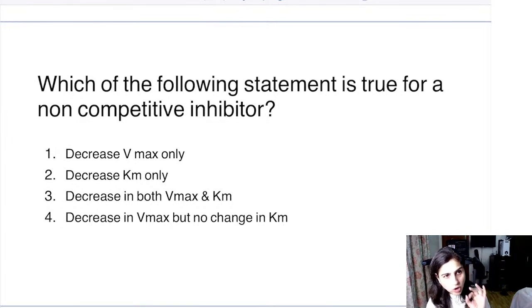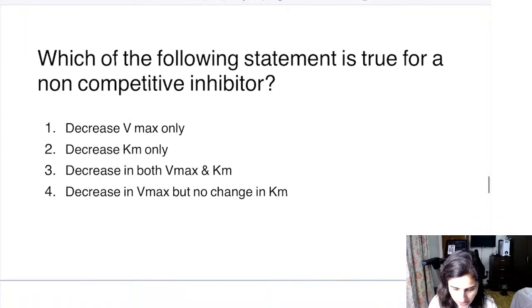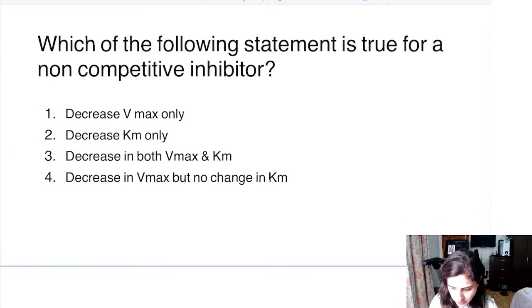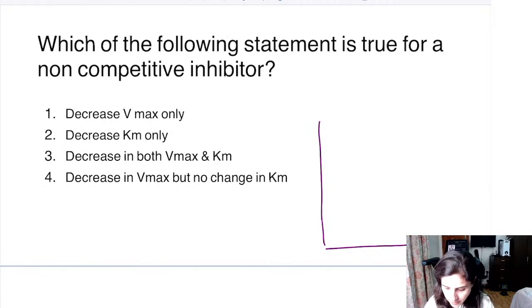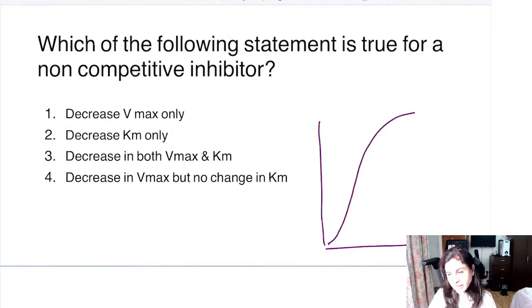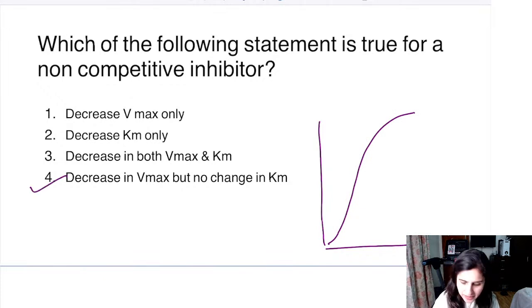So what is the true statement regarding a non-competitive inhibitor? Let's say this is a drug without any competitor. Very good, it is a decrease in Vmax but no change in the Km. Excellent. So this is without any competitor.